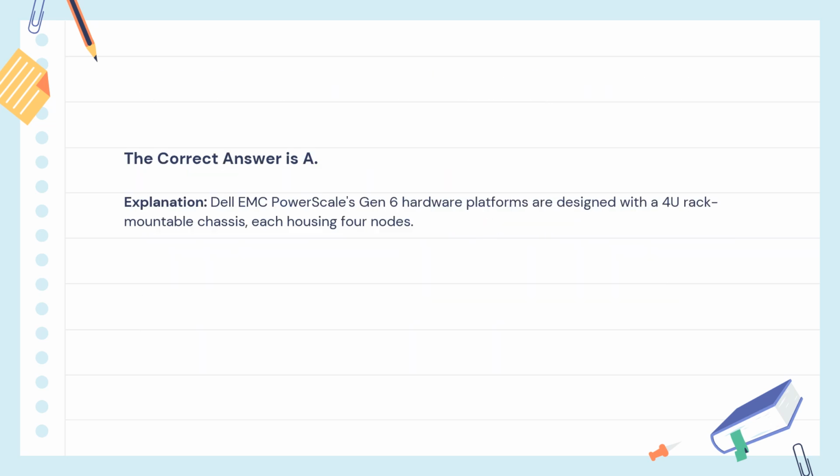The correct answer is A. Because Dell EMC PowerScale's Gen 6 hardware platforms are designed with a 4U rack mountable chassis, each housing 4 nodes.